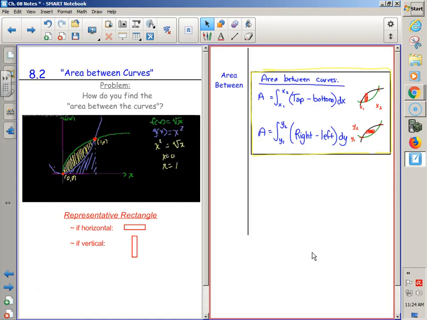And so if we have a rectangle oriented top minus bottom, that's when we're going to need x. Right minus left, what's the base going to be instead? Delta y, so we need a dy. We need our function in terms of y.